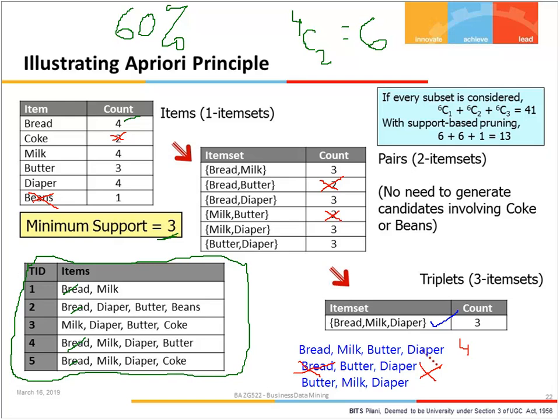Milk, butter, diaper. So we need to see that diaper and milk and butter has support of only 2. What it means is milk, butter, diaper cannot have the minimum support required. Thereby we are ensuring that at the 3-item-set level there is only one candidate, so it stops there. We will not have any 4-item frequent item sets given the support count of 3 in this transaction database.